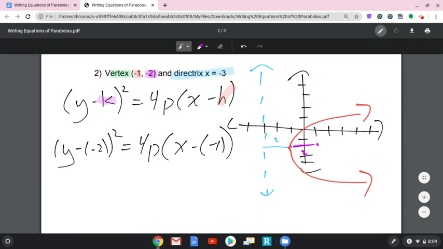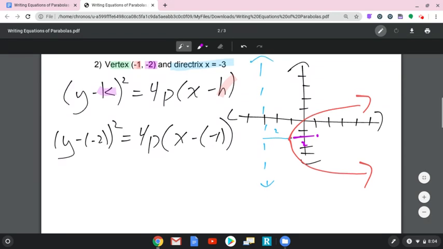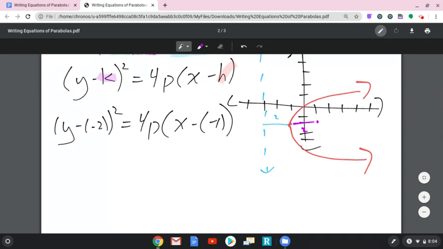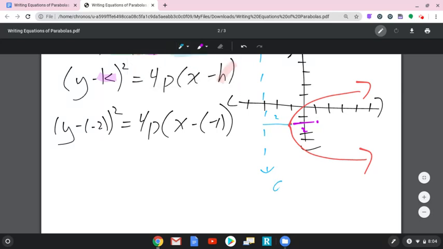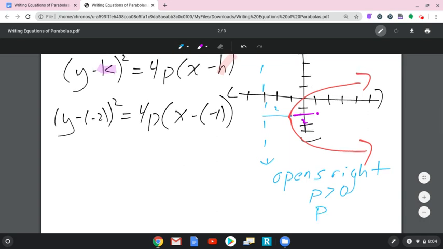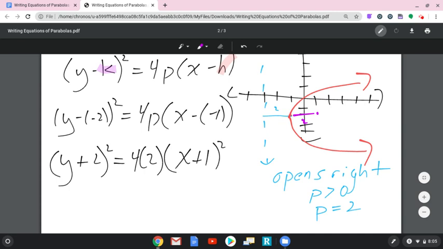Okay, so I have to find my p value. I have to think about the way it opens. We know the distance is 2, but I need to know if p is positive or negative. It opens to the right, so p has to be greater than 0. Therefore, p is a positive 2. So my answer will be y plus 2, because when we subtract a negative, it's a positive, equals 4 times 2, times x plus 1 squared, because subtracting a negative is a positive.